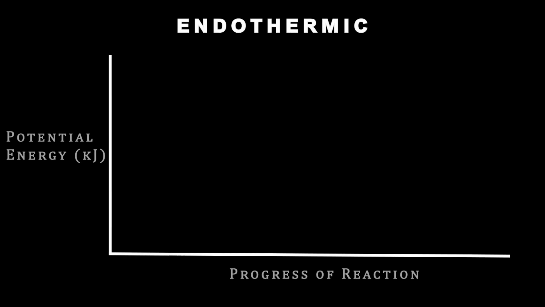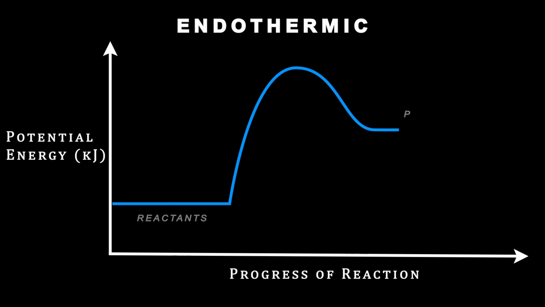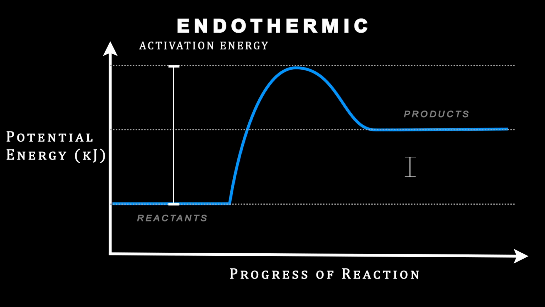In an endothermic diagram, the products are higher than the reactants. The enthalpy change is positive because energy is absorbed. Activation energy is always the initial barrier, while enthalpy change is the overall difference.